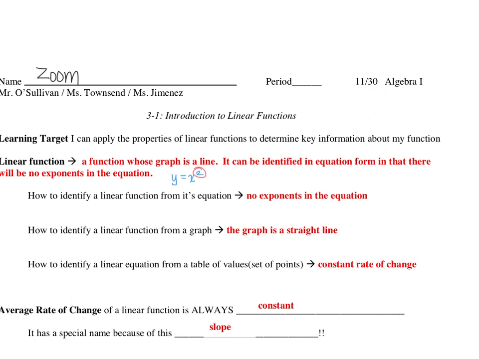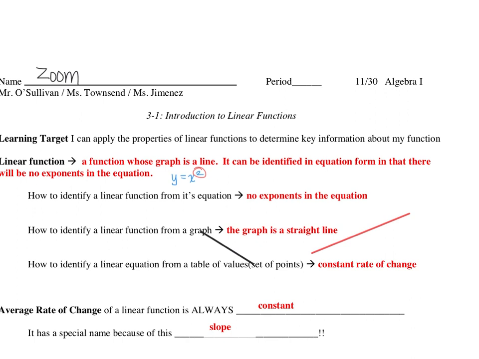How to identify a linear function from a graph? Well, the graph is a straight line. Look to the right. The red line I just drew in and the black line I drew in are examples of linear functions because they're just straight lines. And then how to identify a linear equation from its table of values or a set of points? Well, there's a constant rate of change. My y values are increasing by the same value and my x values are increasing by the same value.